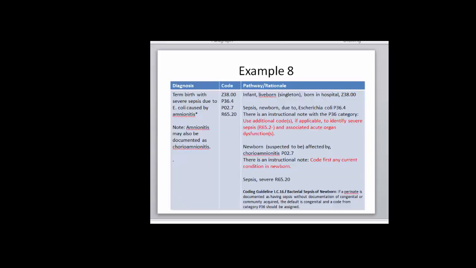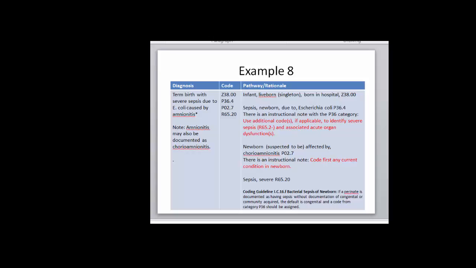The next example is kind of long, but I wanted to just step us through it. It is a term birth, meaning it's not a premature baby, but if the baby's born with sepsis, severe sepsis, the codebook does make a distinction between sepsis and severe sepsis. So when those words are used, severe sepsis, you're going to be looking at an R code. In this case, I give you a little cheat note that amnionitis may also be documented as chorioamnionitis, because in the alphabetical index you need to know that. The Z38.00 code is our principal because the baby was born in this hospital.